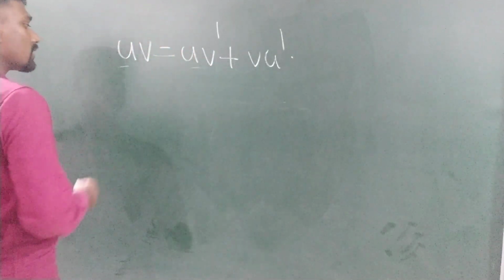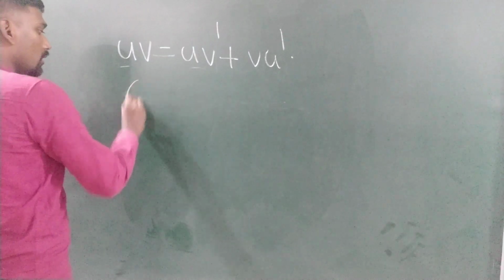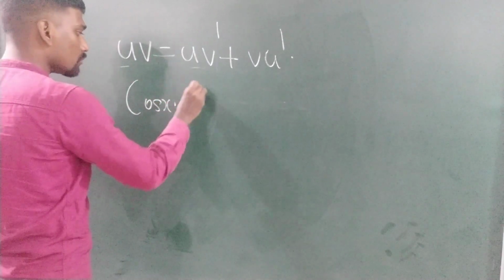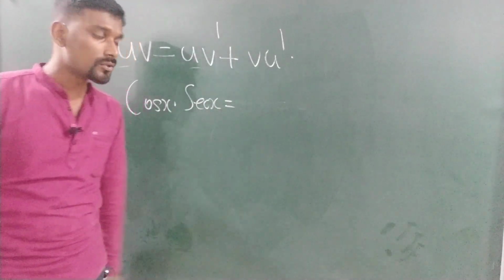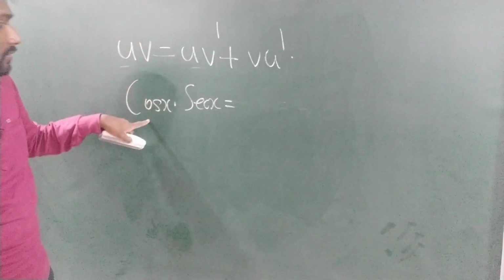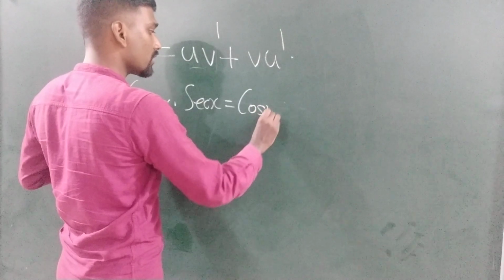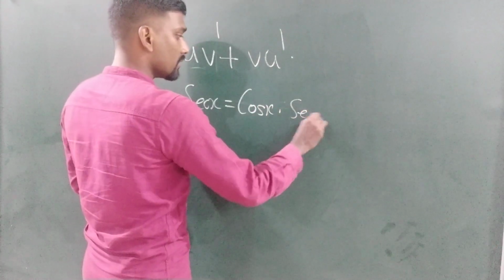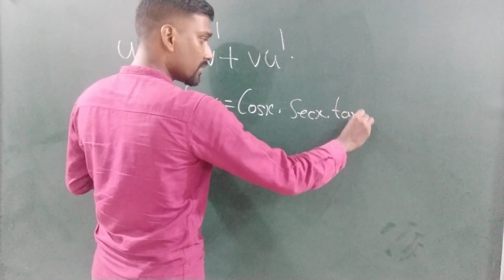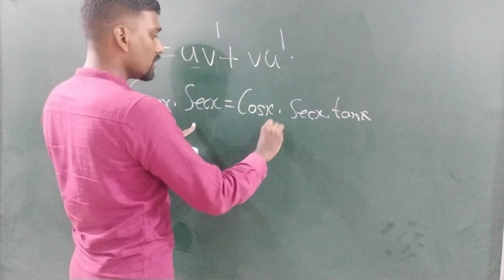For example, if I give you the question: what is the value of cos x into secant x? Suppose this is the question, cos x into secant x. U as it is, that means here it is cos x into secant x. What is the differentiation of secant x? Secant x into tan x, correct? The plus sign here again.